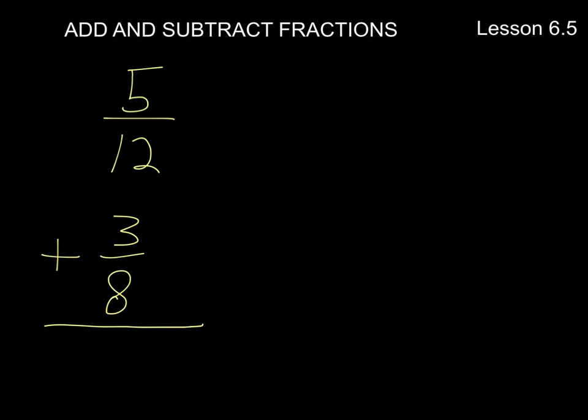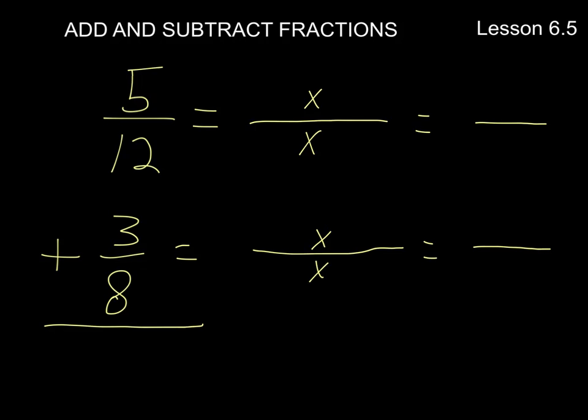Our strategy is going to be to create equivalent fractions so that we may have a common denominator in which to add the numerators. To find the common denominator, I'm going to add 12 plus 12, which equals 24. And down below, I'm going to add 8 plus 8, which equals 16, plus another 8, which also equals 24. Therefore, 24 is the least common denominator of 8 and 12.